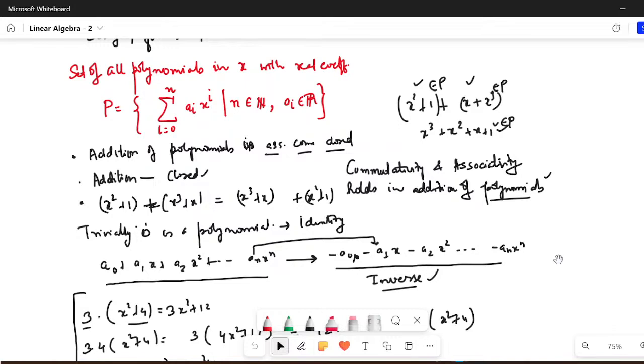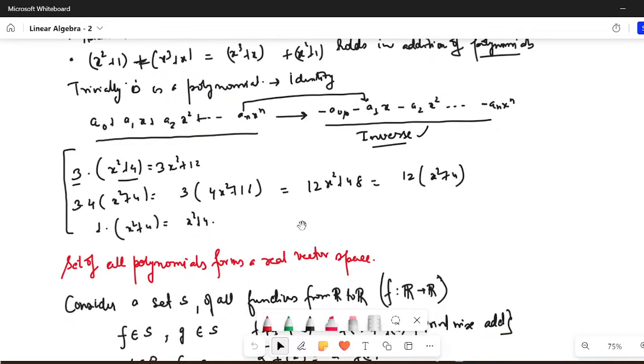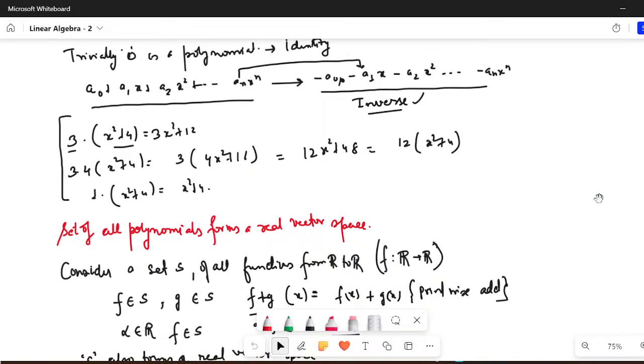And see, the set of all polynomials in X with real coefficients also forms a linear vector space. Since you know that addition of polynomials is associative, commutative, as well as closed. So if you add two polynomials, you will get another polynomial. And also 0, being a polynomial, serves as an identity element, and for every polynomial there is an inverse element associated. Similarly, you can go on and verify the properties with regard to scalar multiplication. So the set of all polynomials with real coefficients forms a real vector space.